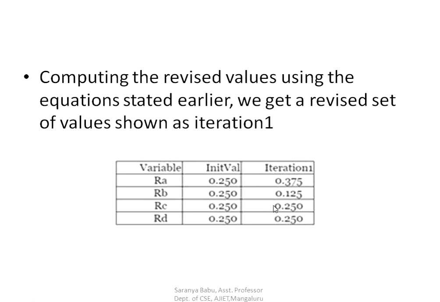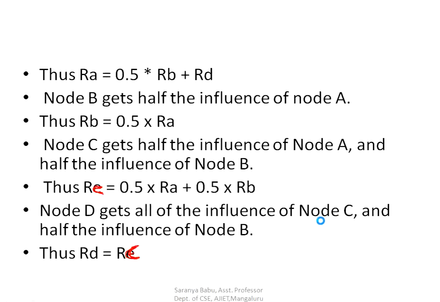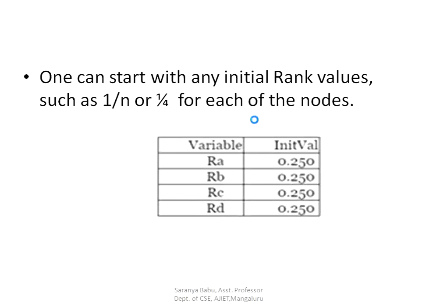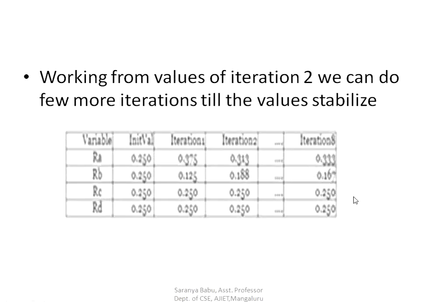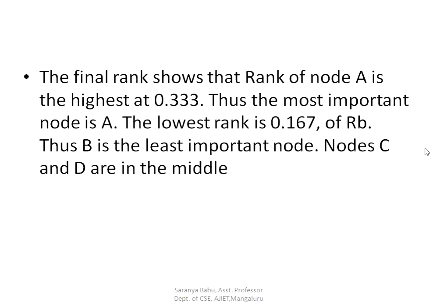That is iteration 1. Now the recent rank values are these. So instead of 0.25, now you consider this one: RA value is 0.375, 0.125, 0.25, 0.25. Again, substitute in these equations and find iteration 2. Then substitute these values instead of the previous ones. Like that, continue until there is no much change, until you get a stabilized value. Clear? So that is what you do for such a problem.